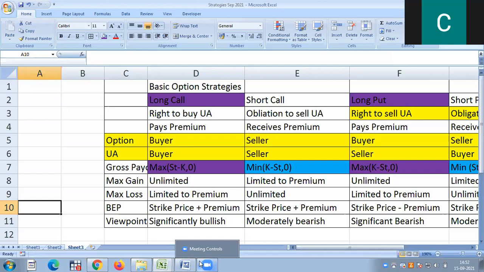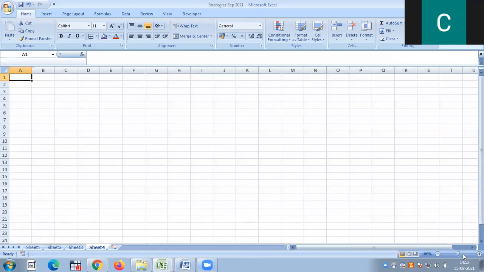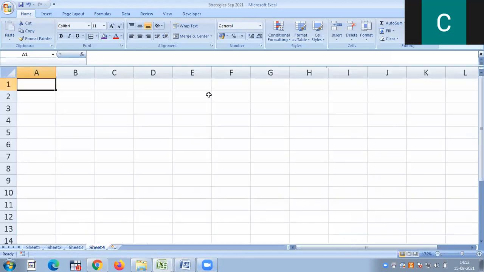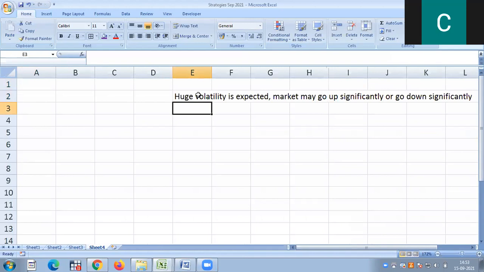Huge volatility is expected. So what I'm writing here is, this situation is like that. Here, huge volatility is expected. Market may go up significantly or go down significantly. What should I do? Can you give me some idea? Which strategy should I look at?